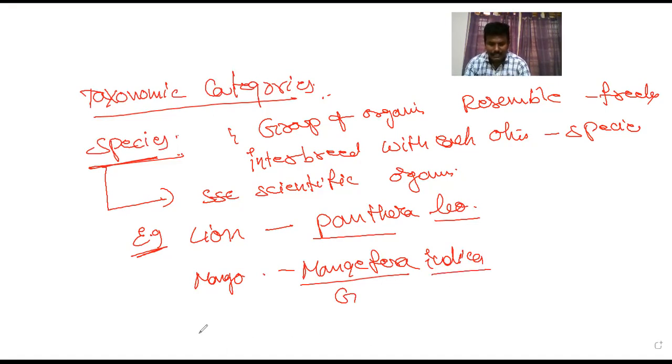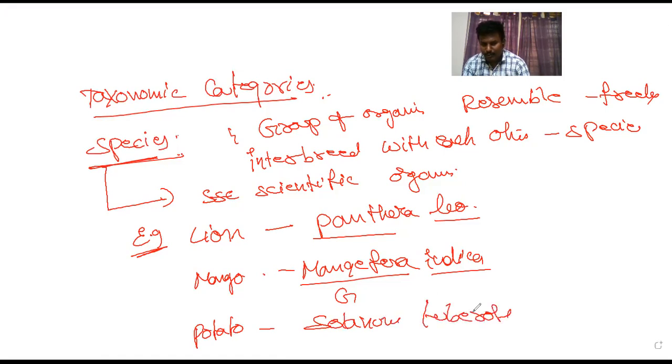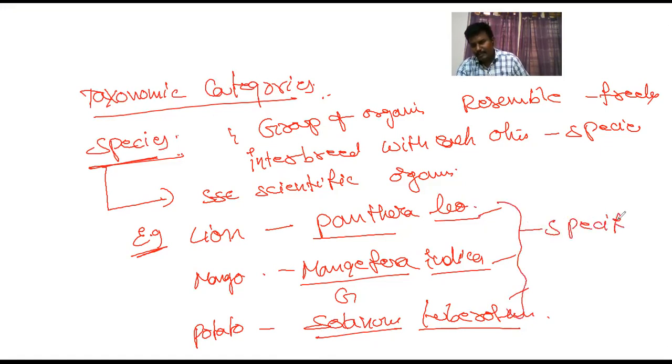Next, another scientific name of a plant is potato. The scientific name of potato is Solanum tuberosum. Solanum is the generic name, tuberosum is the specific name. So in such a way, the words indica, tuberosum, and leo, these three represent specific epithets, whereas Panthera, Mangifera and Solanum represent generic names.